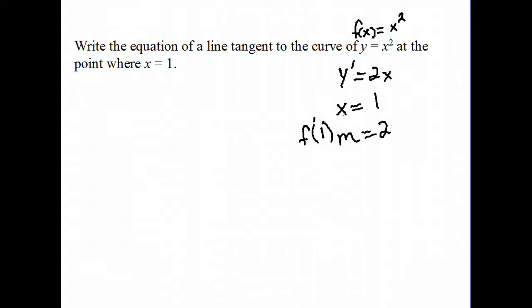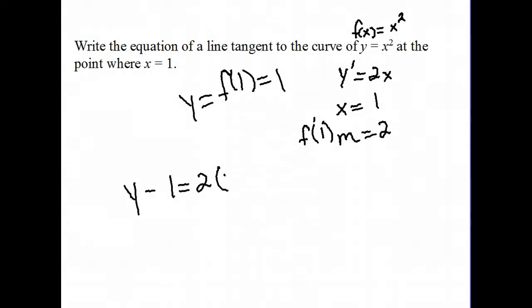All right? And so in order to write an equation, we need a point, the point at which the function is defined at x equal to 1. So to do that, we have to plug 1 back into the function. Well, f of 1 is simply equal to 1. So we have our point where y equals 1, x equals 1, and our slope is equal to 2. And so we write our tangent line: y minus 1 is equal to 2 times the quantity x minus 1. Okay, a process that we've done many times before.